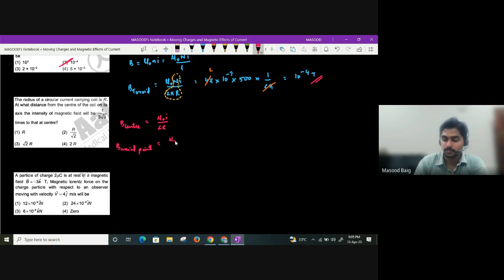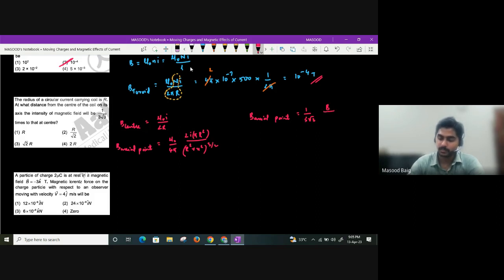How much is it? Mu naught by 4 pi, 2 into I into pi r square, that is 2 m, divided by r square plus x square whole power 3 by 2. Yes or no? Do you remember it, guys? What they are saying is the magnetic field at the axial point is 1 by 3 root 3 times the magnetic field at the center. So if that is the case, they're asking what is the value of x.